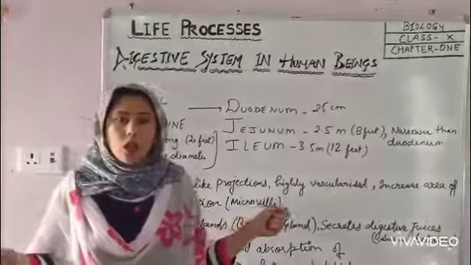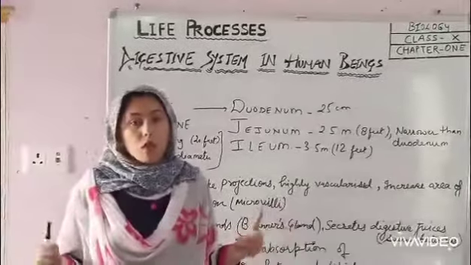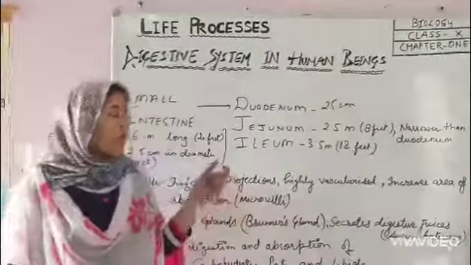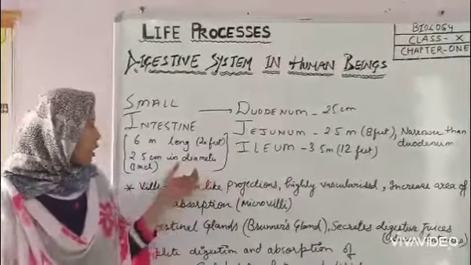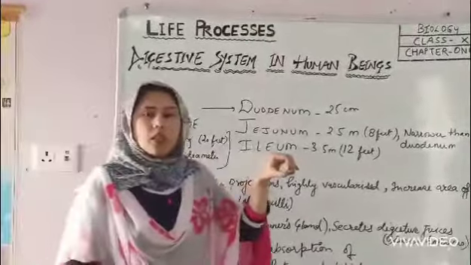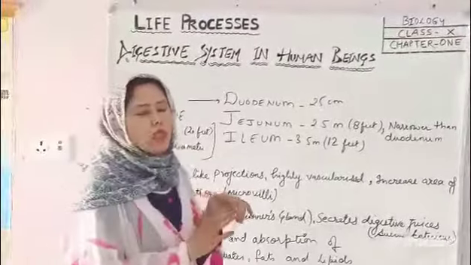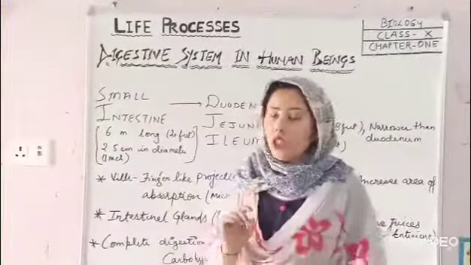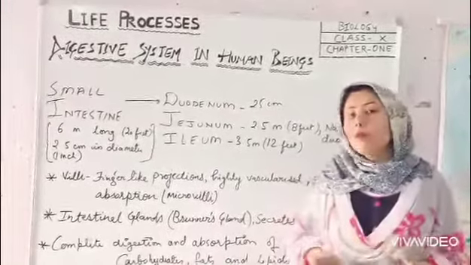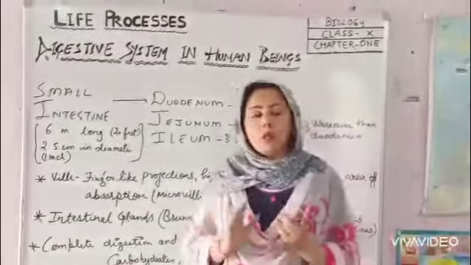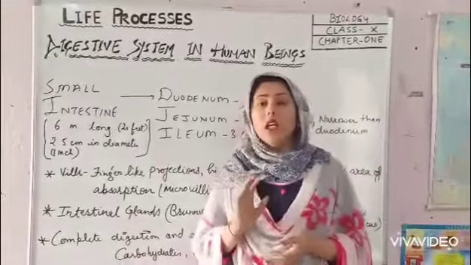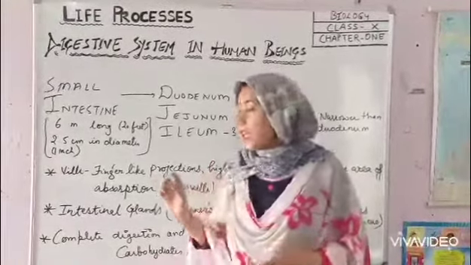A mother's saree is 5 meters long, and our small intestine is even longer than that. The small intestine is near about 20 feet, and its diameter is about 2.5 centimeter, that is near about 1 inch. The small intestine plays a very important role in digestion and absorption. Most of the digestion of carbohydrates, fats and lipids occurs in the small intestine.